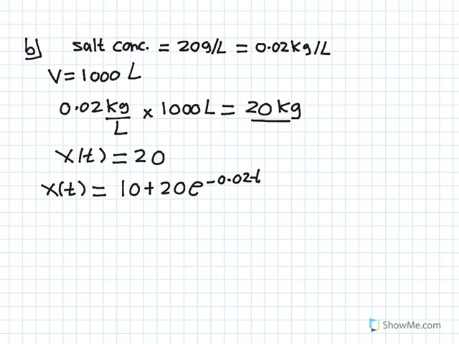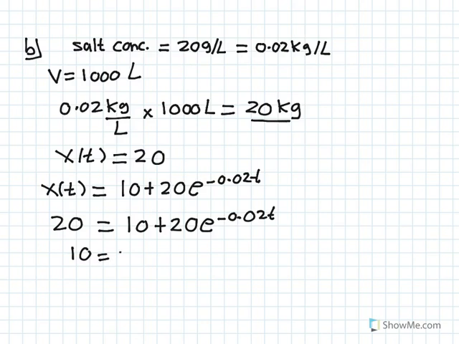X of t is equal to 20. Let's substitute that in. We get 20 is equal to 10 plus 20 e to the negative 0.02t. And subtract 10 from both sides, so we get 10 is equal to 20 e to the negative 0.02t. And divide by 20 both sides, so we isolate the exponential function. We get 1/2 is equal to e to the minus 0.02t.